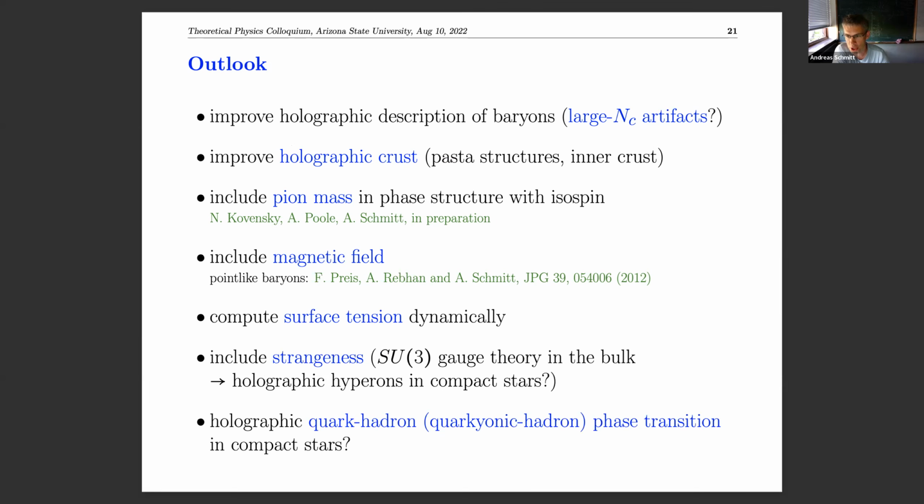As I mentioned, taking this model completely seriously, introducing finite NC corrections, let alone going to small NC within that model, that's very difficult. There are some attempts also in other models.